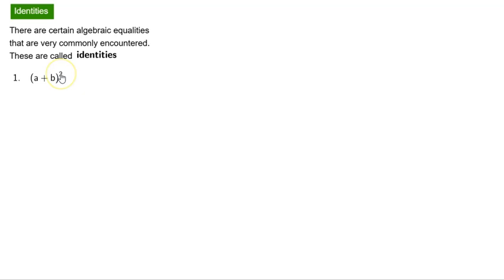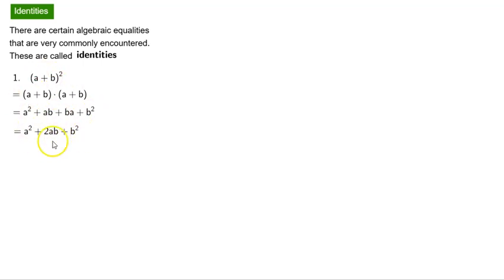A plus B the whole square. Now this can be written as A plus B times A plus B. And we know how to simplify this. A times A, that is A square, plus A times B, that is AB, plus B times A, that is BA, plus B times B, B square. Now, multiplication is commutative, so A times B is equal to B times A. Which means we can combine them: A square plus 2AB plus B square.